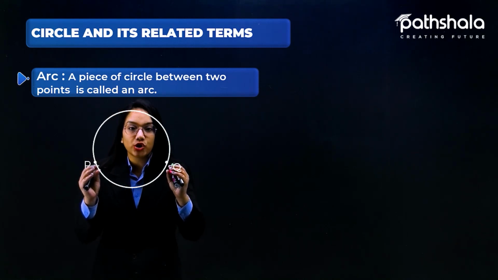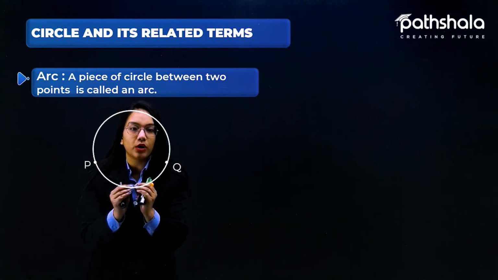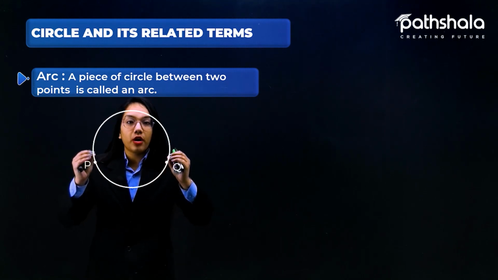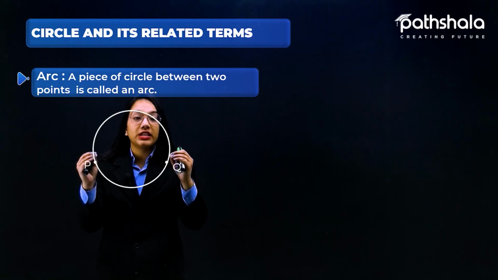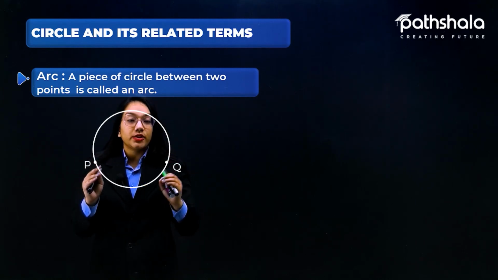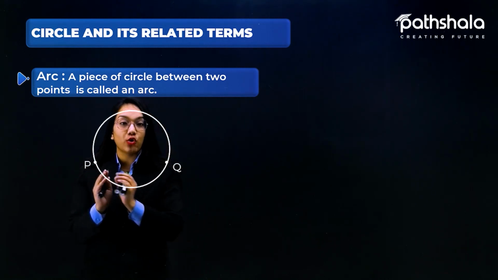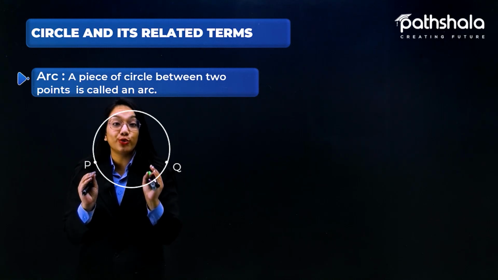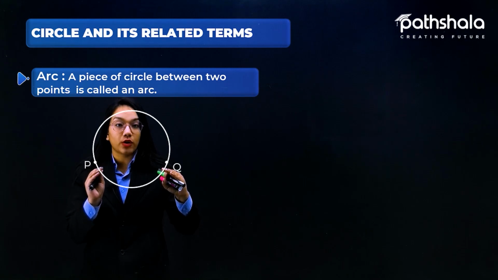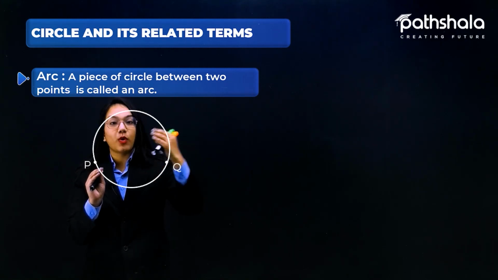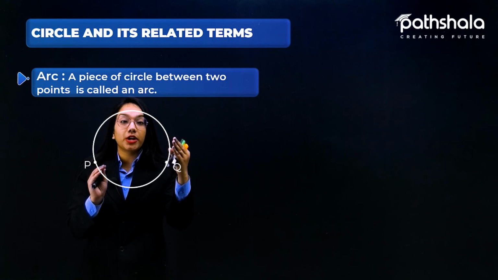So if I'm talking about this particular piece, or this other piece, in between the points P and Q, these are called arcs. As you can see, if I draw these two points, I get two arcs. The first one is this, which is definitely the shorter one, and this one is the longer one.